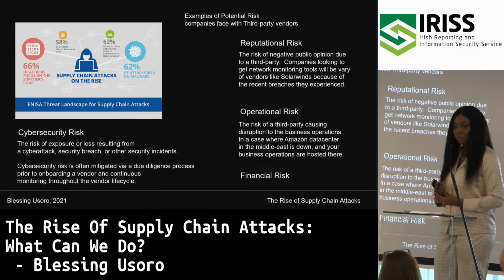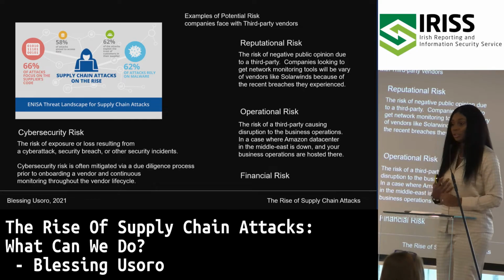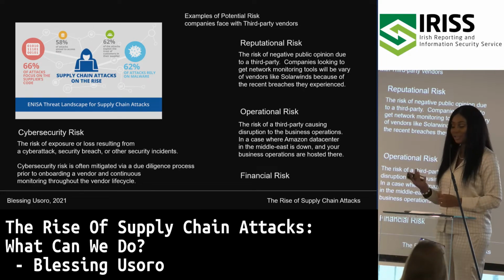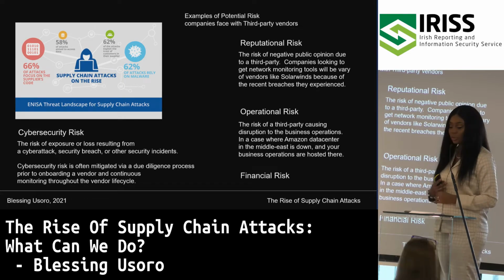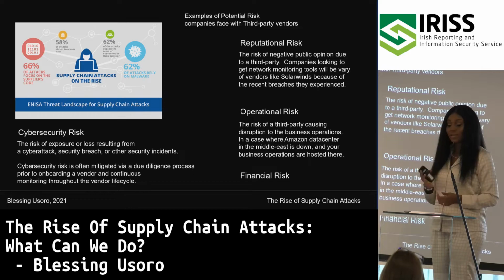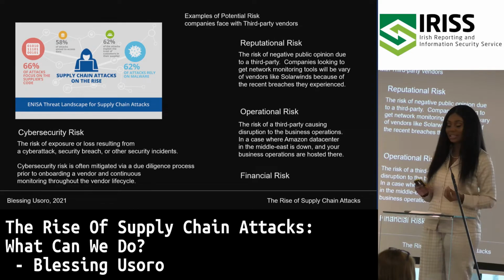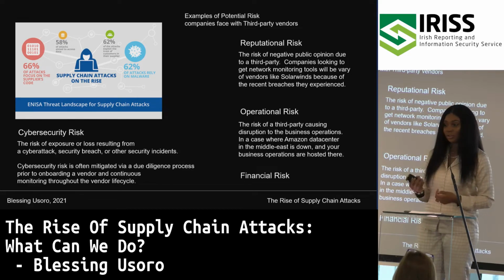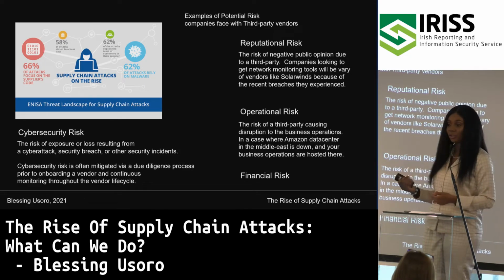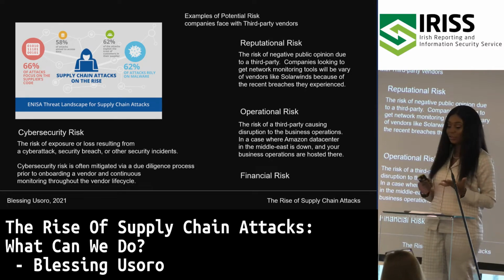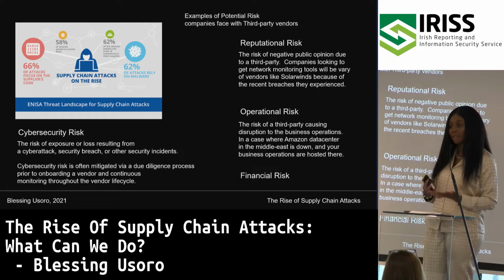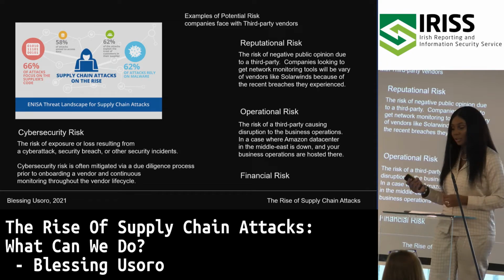So, examples of potential risks that companies face. Reputational risk. We could mention 1,000 companies that have faced reputational risk in the last 12 to 24 months. Operational risk, cybersecurity risk. The NSA here talks about 66% of the attacks focused on suppliers' code. Again, very important to know what you're testing, to know what you're installing, to know what you're patching, to know what you're updating. Also, 62% of these attacks exploit the trust of the companies and the customers in their suppliers. So again, zero trust in mind.